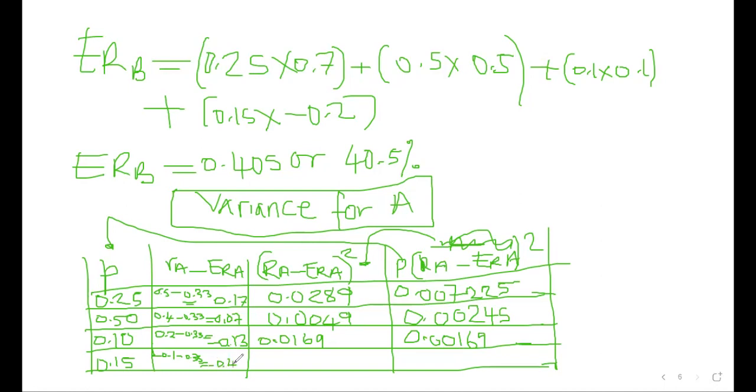Then you square this one. It will give us 0.1849. Then multiply this by 0.15. We are getting 0.02735.